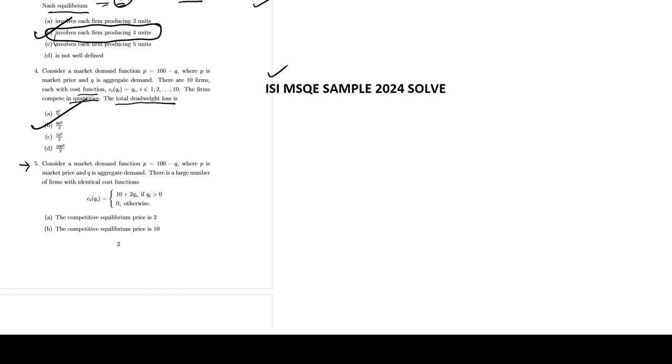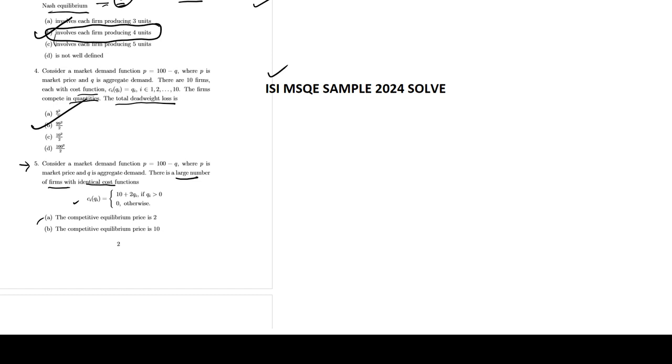Consider the market demand function P equal to 100 minus Q, with a large number of firms and identical cost functions. Which of the statements are correct? Here, this is a competitive market, so the market price equals the marginal cost of production for the firms.